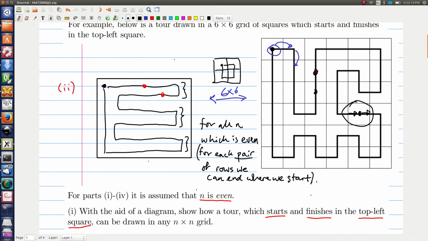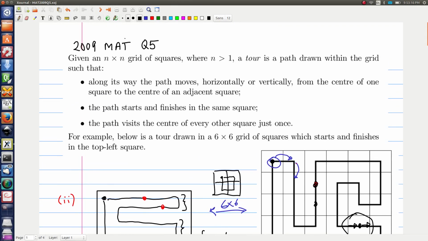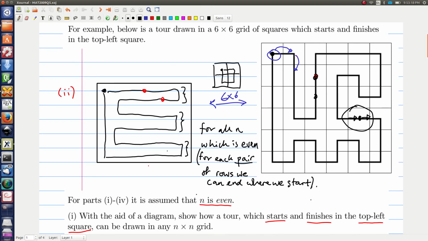So let's quickly review what we've learned so far. We learned the definition of a tour. We learned that for even values of n, we can always make a tour, such as the one I showed on the left diagram here.